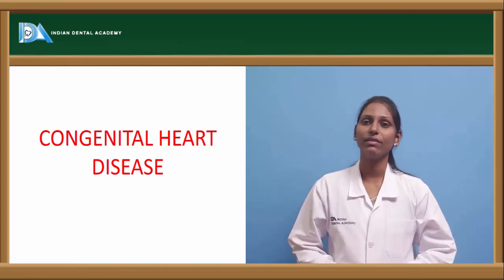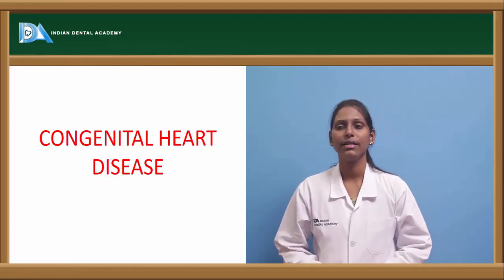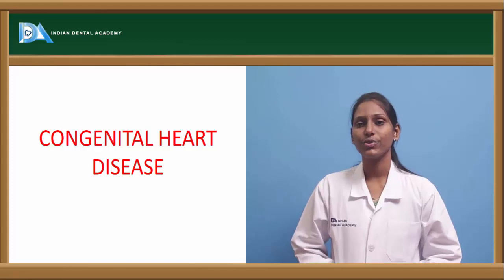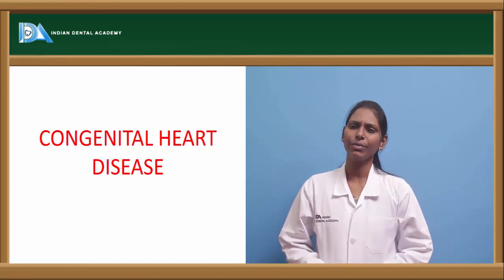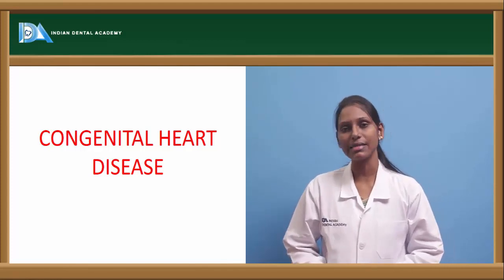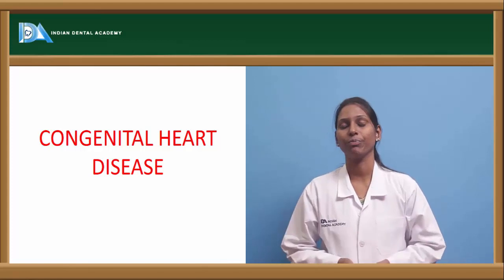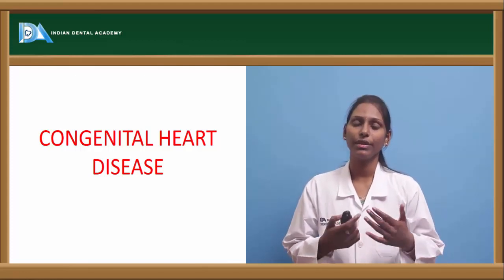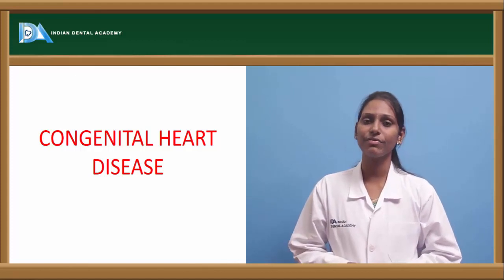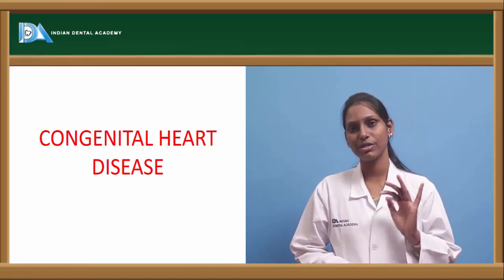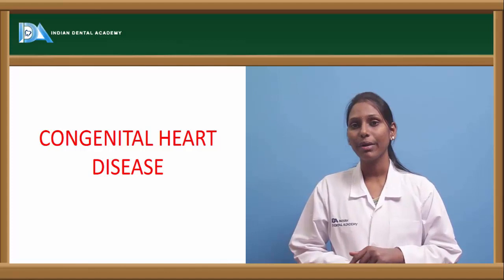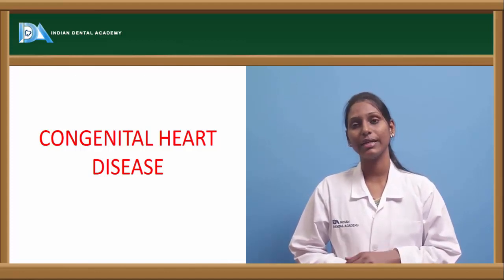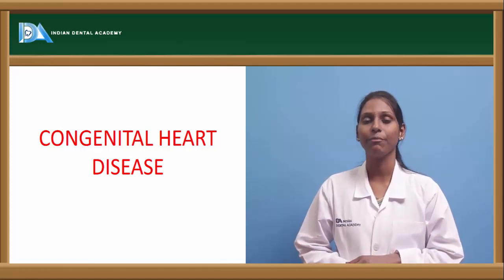The topic for discussion now is congenital heart disease. Congenital heart diseases usually manifest early in childhood, but most of the time they go unrecognized until they reach adulthood. Normally, these congenital heart diseases have certain presentations which are present throughout life, which include murmurs, cyanosis, particularly heart failure, arrhythmias, etc.